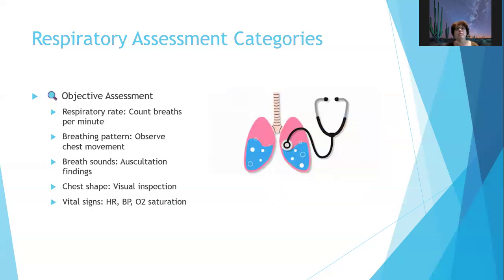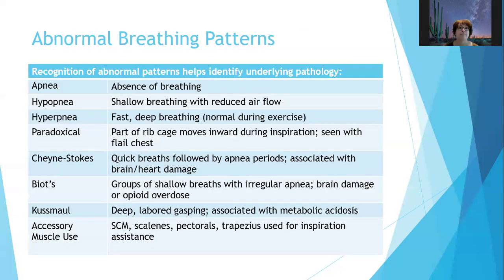So in the objective assessment, of course, we're going to take their respiratory rate. We're going to count the breaths per minute. We're going to observe their chest movement. We're going to listen to their breath sounds with a stethoscope, which is called auscultation, which we'll do in lab next fall when we're talking about pulmonary rehab. We're going to look at any changes in chest shape, and I'll go over some different changes that you might see in chest shape. And then, of course, your good old rest of your vital signs, heart rate, blood pressure, O2 sats. We're going to test all that stuff for our objective data.